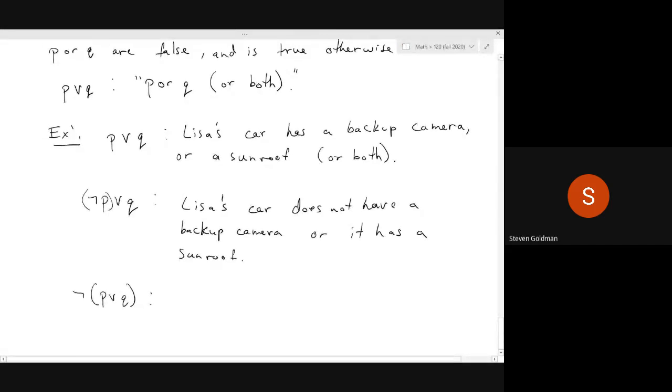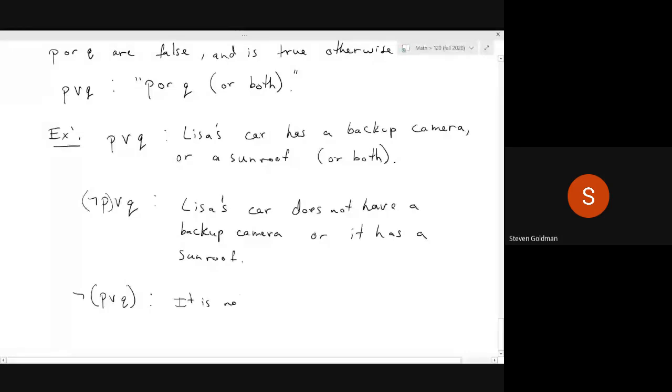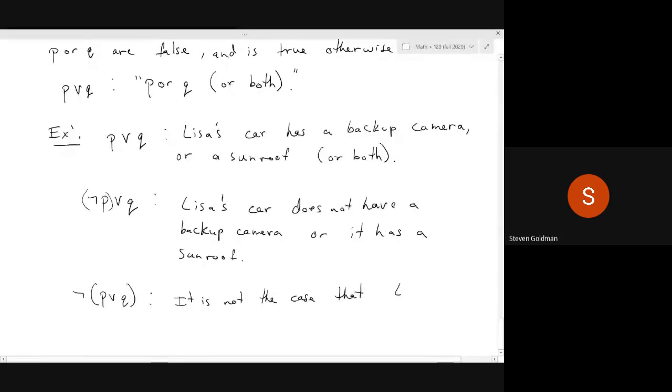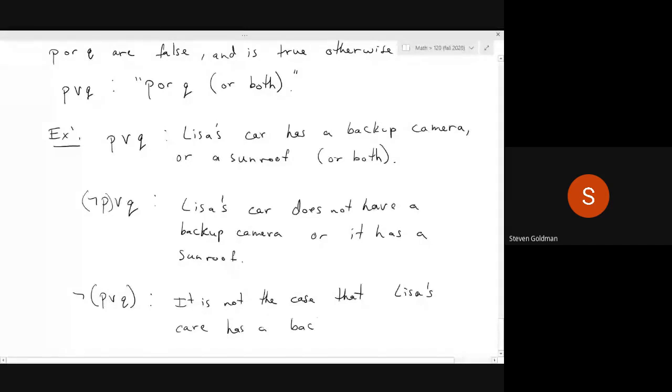It is not the case that Lisa's car has a backup camera or a sunroof, right? Or you could say it has neither this nor that, right? But let me write it this way. It says, it is not the case that Lisa's car has a backup camera or a sunroof.